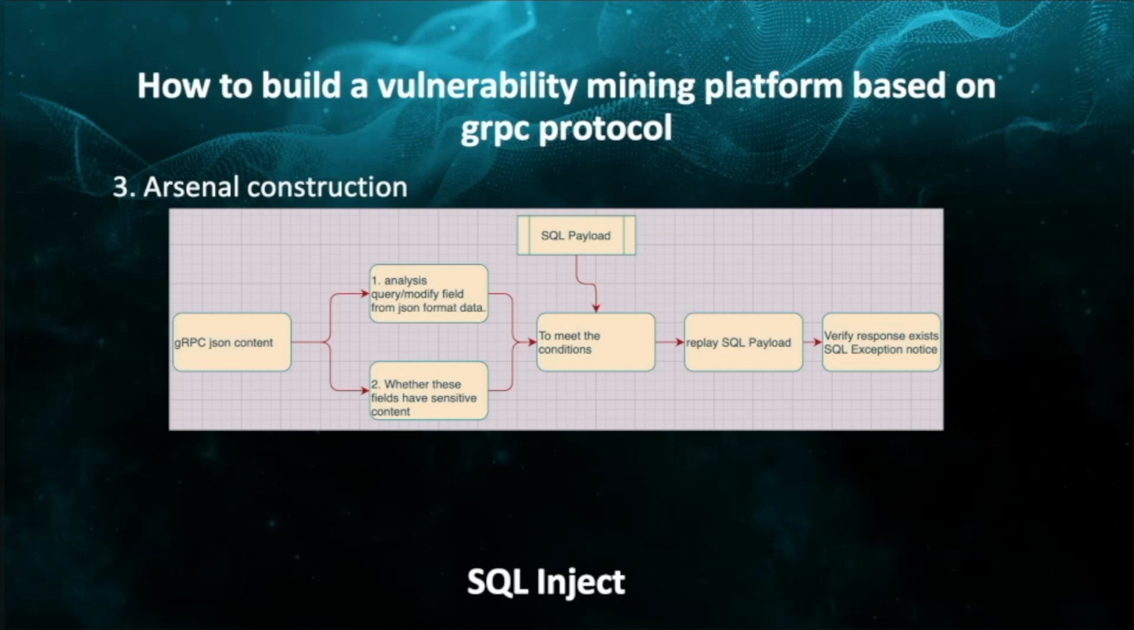The first, I will introduce a SQL injection vulnerability discovered in our historical cases. In view of the SQL injection vulnerability, our thinking is that since most of the gRPC data requests are in JSON format, we will analyze which fields exist, whether they are query or modification types, and whether there is sensitive information.